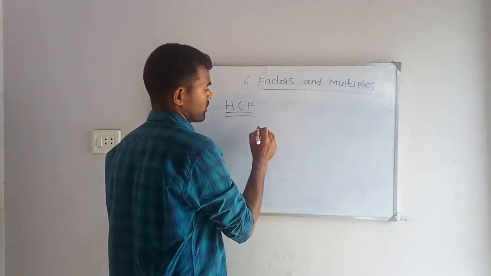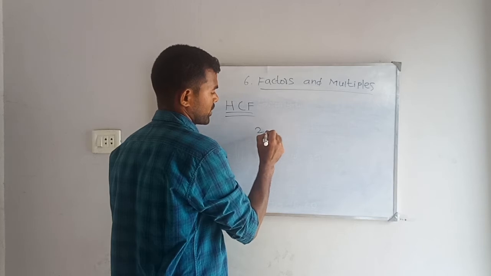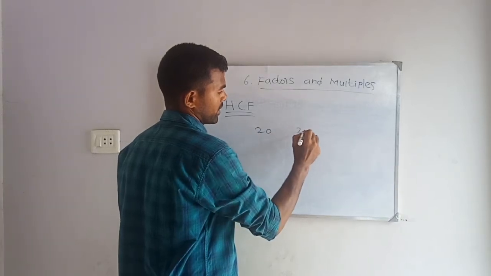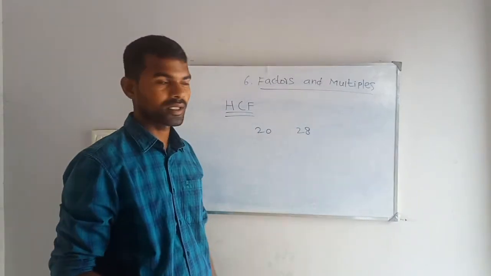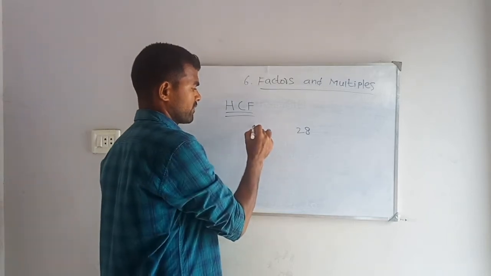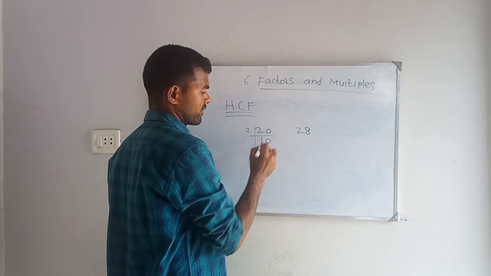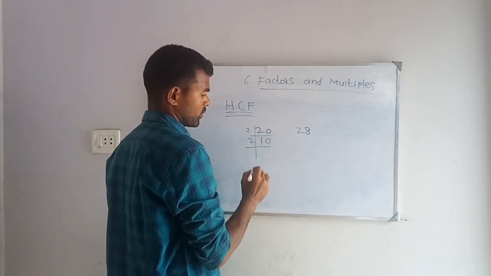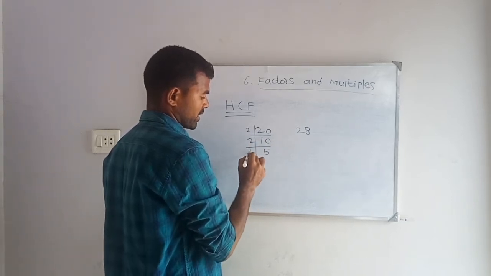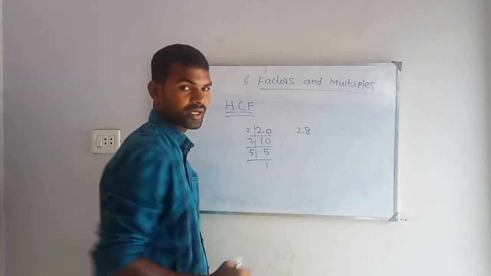Let us take two numbers, 20 and 28. Let us divide 20 by the prime number 2. 10 times you can divide. Again divide this number by 2. 5 times you can divide. Again divide this number by 5. 1 time you can divide.